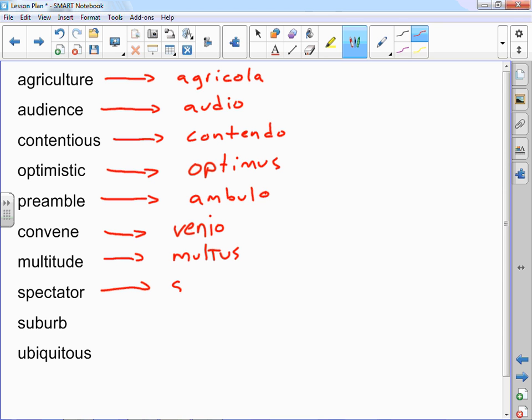Suburb from urbis. Urbis is from herbs. Herbs is city. Suburb, sub means under, so under the city is a suburb. So if you think of a map, you have Tulsa here, and then the suburb would be under the city. So that would be your Bixby's, your Sand Springs, your Sapulpas, above the city, but we don't really call it that. But you have a suburb like Owasso, you have Collinsville. Those are suburbs.